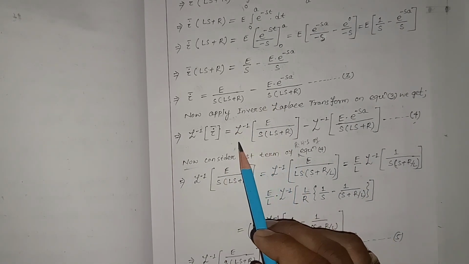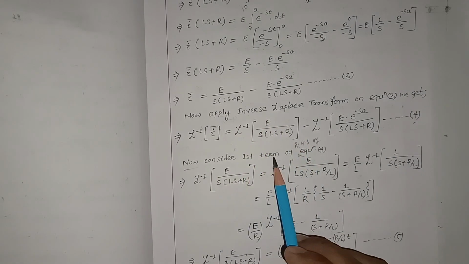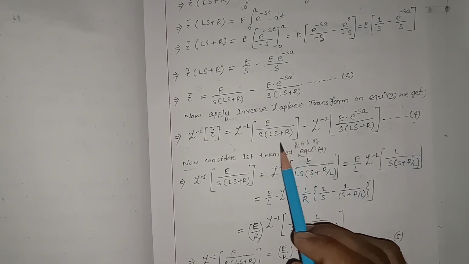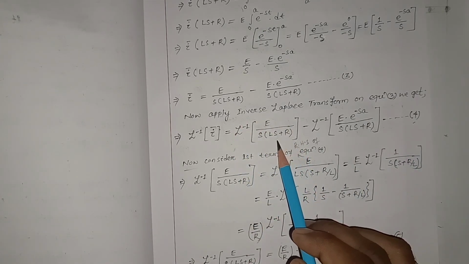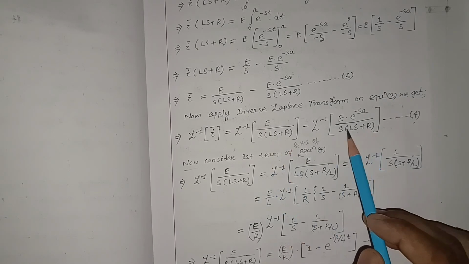Now first we are going to consider the Laplace transform of this one. Now consider the first term of the RHS of equation number 4. This is your equation number 4. This is the first term of the RHS. First we are going to find out the inverse Laplace transform of this one, then we are going to consider this one.